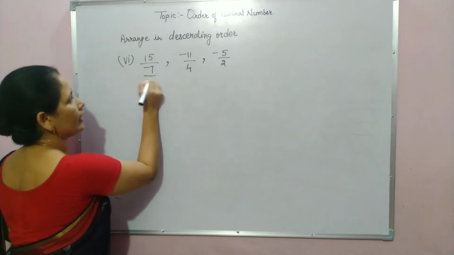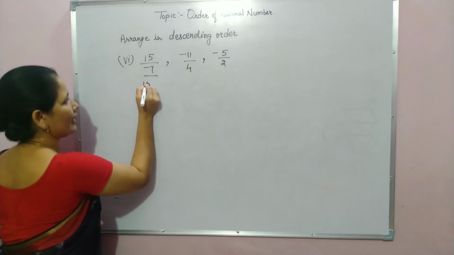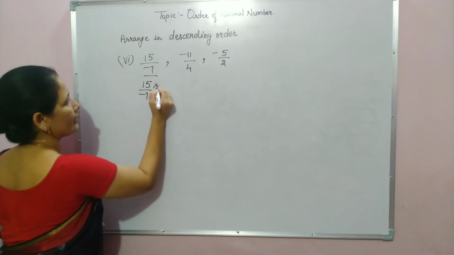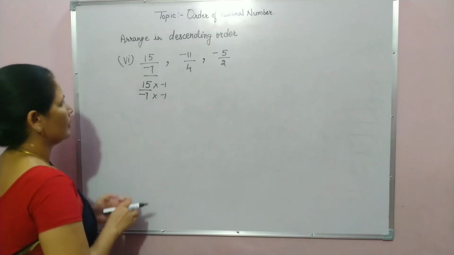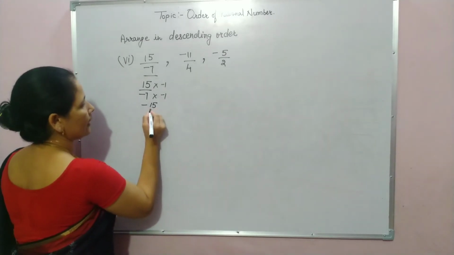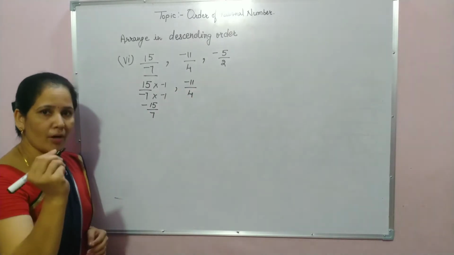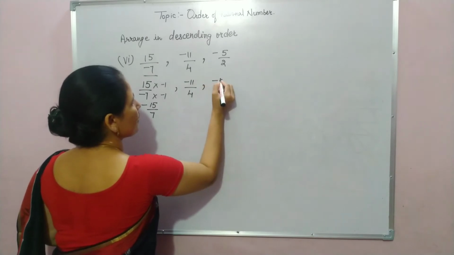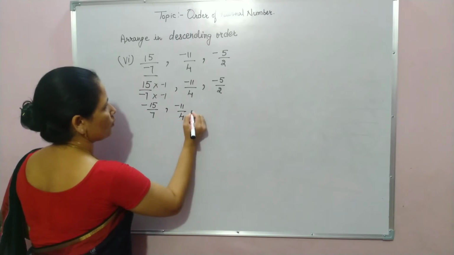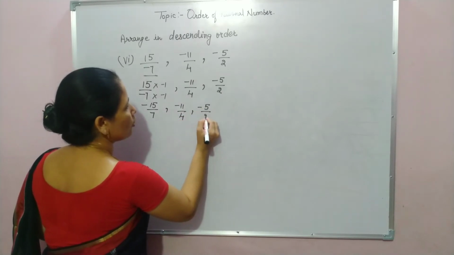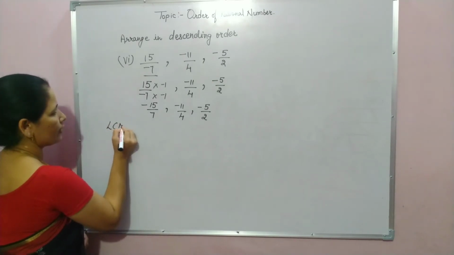We observe that in only one rational number the denominator is negative. So we multiply this fraction by -1. When we multiply this fraction by -1, we get -15 by 7. And these remain the same because their denominators are positive, so -11 by 4 and -5 by 2 stay the same. Now the first step is done, students: convert the denominator to a positive number. Second step, LCM of the denominators.